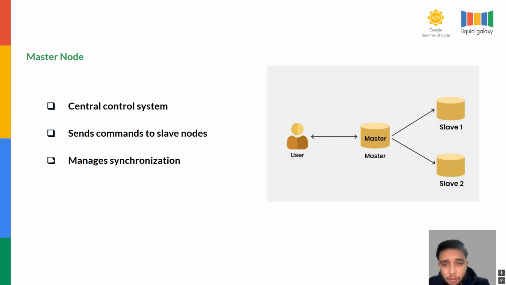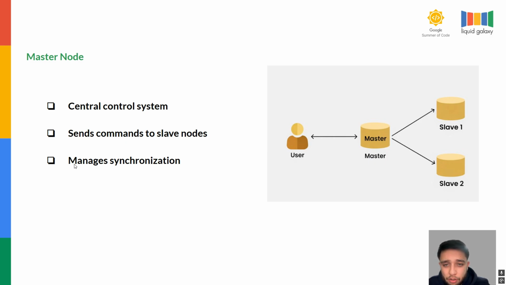One of the key responsibilities of the master node is that it sends commands to the slave nodes. Whenever a user zooms into a location, rotates a view, or switches content, the master node sends clear instructions to all the connected slave nodes. This ensures that every screen knows exactly what it needs to display.